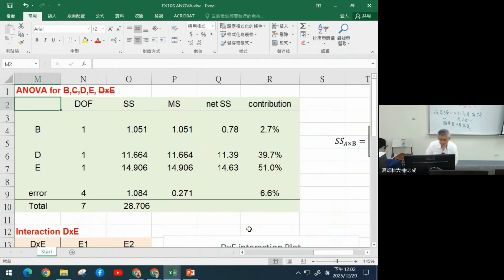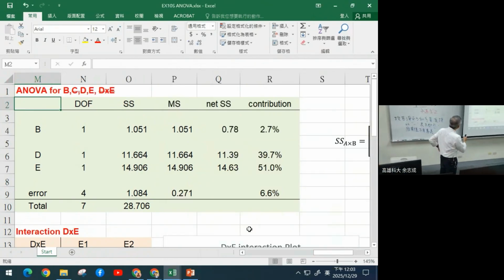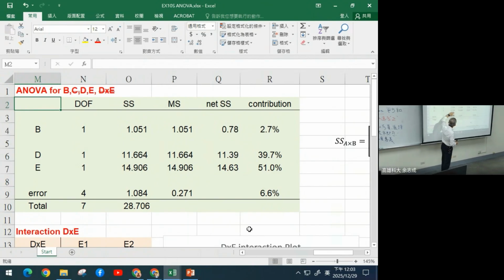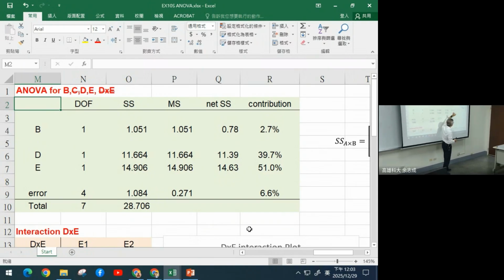Your model becomes B, D, E, only 3 effects. And again, you see the error degree of freedom will be changed from 1 to 2 to 4, because the total degree is 7, and your model only has 3 degrees of freedom, so the error will have 4 degrees of freedom. Same thing, sum square will be the total sum square minus this one. This is the sum square for error, mean sum square, net sum square and the contribution.